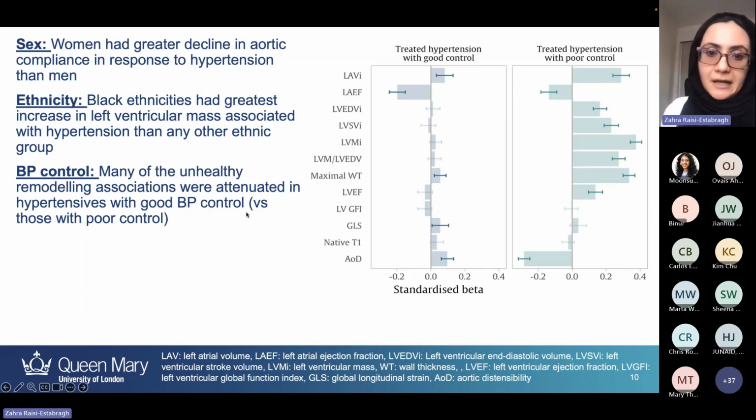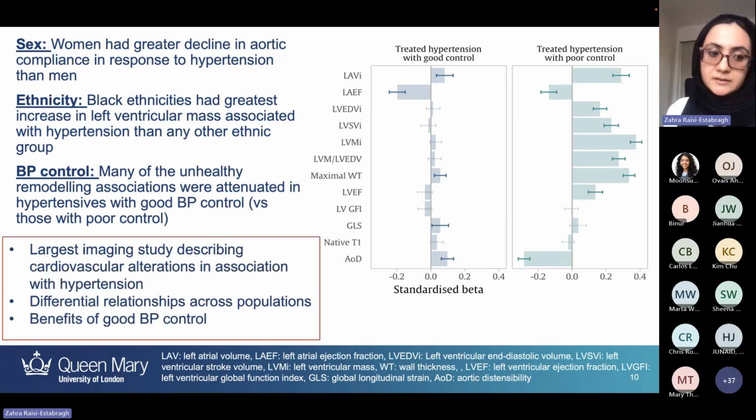And then we simply ran our models again in those subgroups. So clinical hypertension with good control of the blood pressure, and here we have clinical hypertension with poor control of the blood pressure. And the differences are really quite striking. If you look at the panel on the left-hand side, these are individuals with hypertension and good blood pressure control. We find that many of the associations between hypertension and adverse cardiovascular remodeling are attenuated. And this presents really strong evidence of benefit from optimizing blood pressure control in individuals with hypertension.